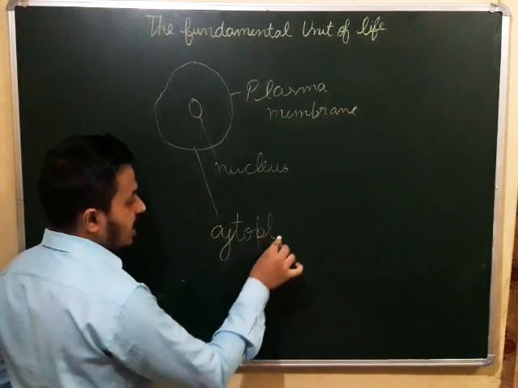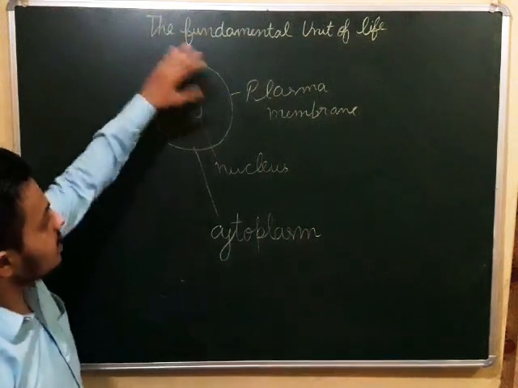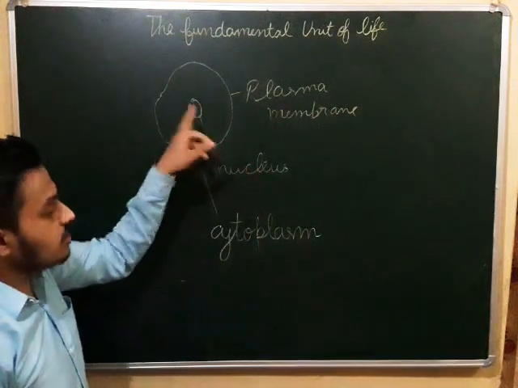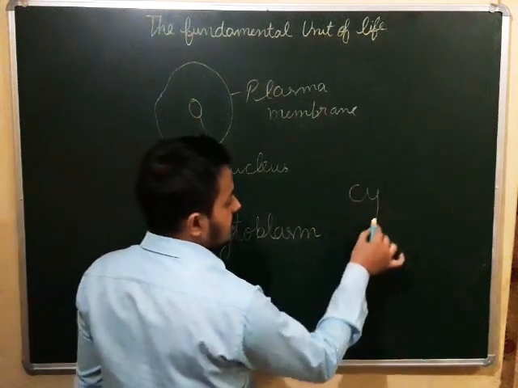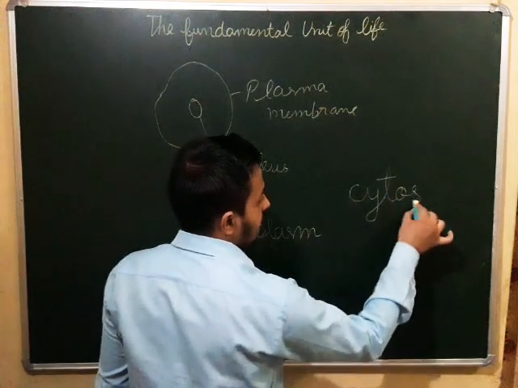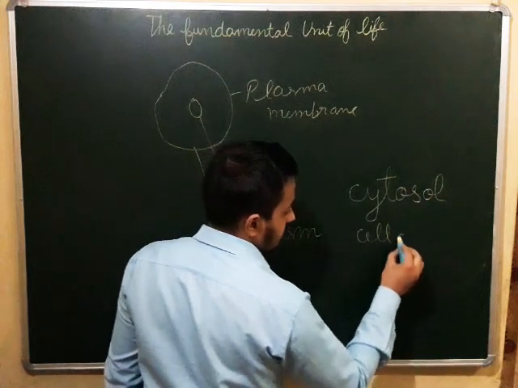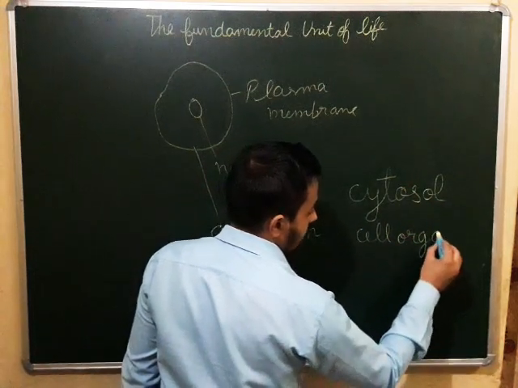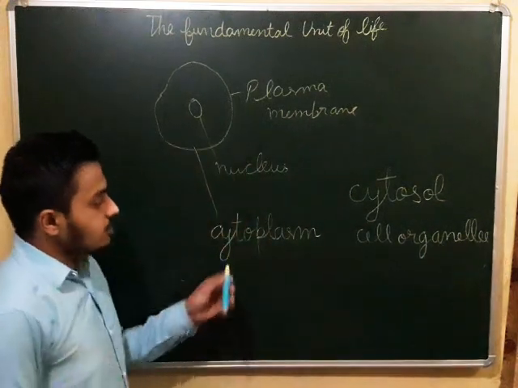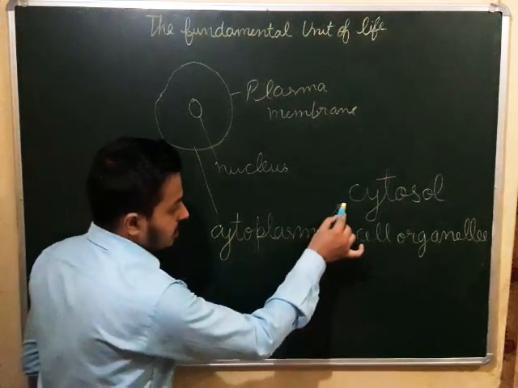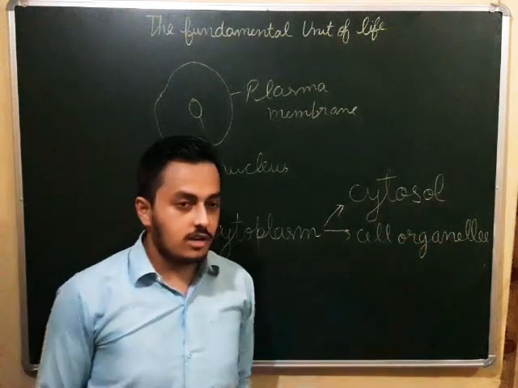Cytoplasm is basically a gel-like granule structure present between the plasma membrane and the nuclear membrane. It consists of two things. Firstly, the cytosol. Secondly, the cell organelles. So students, cytoplasm is basically made up of two things. First is the cytosol, second is the cell organelles.